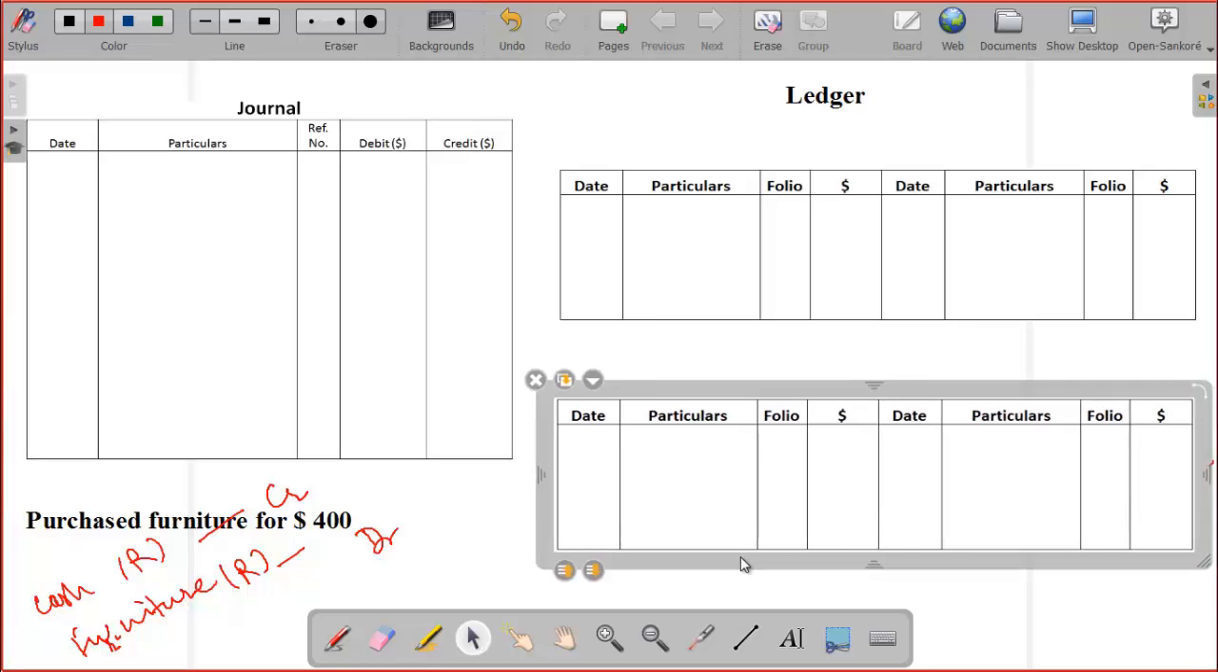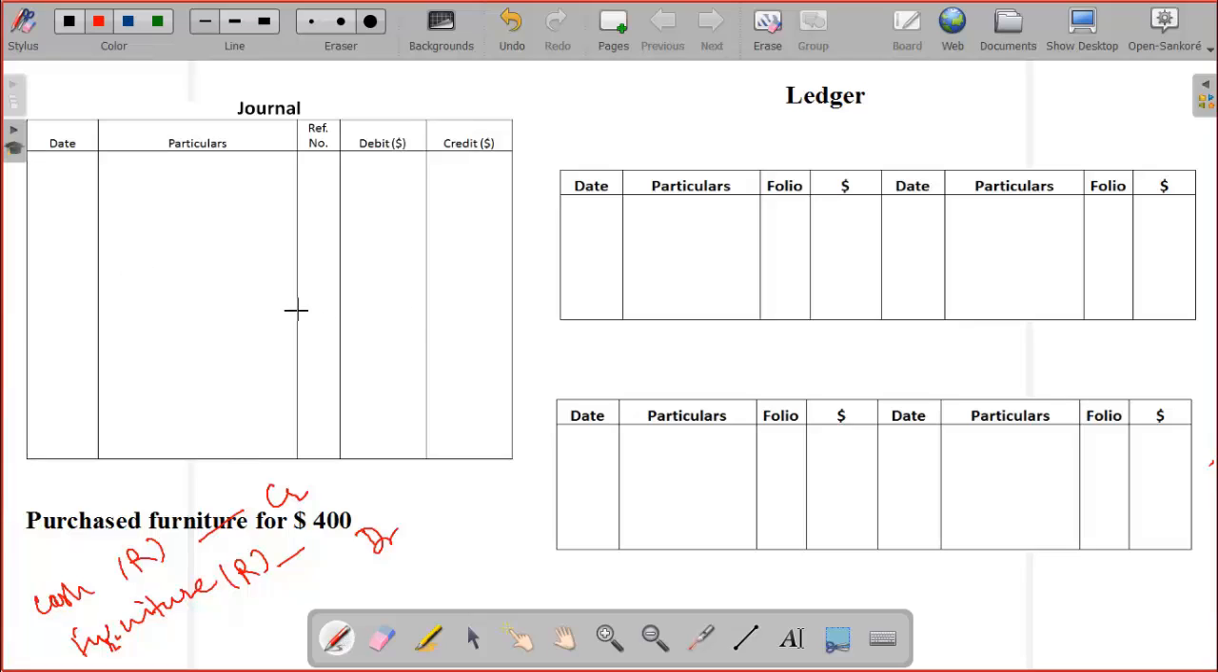Now see the entry in the journal. First I will record the debit item. Suppose this transaction took place on January 3rd. So first I will write the date, January 3rd. Now I will record the debit item. Here the debit item is furniture account, $400. And then I will record the credit item, and the credit item is cash account, $400. Got it?